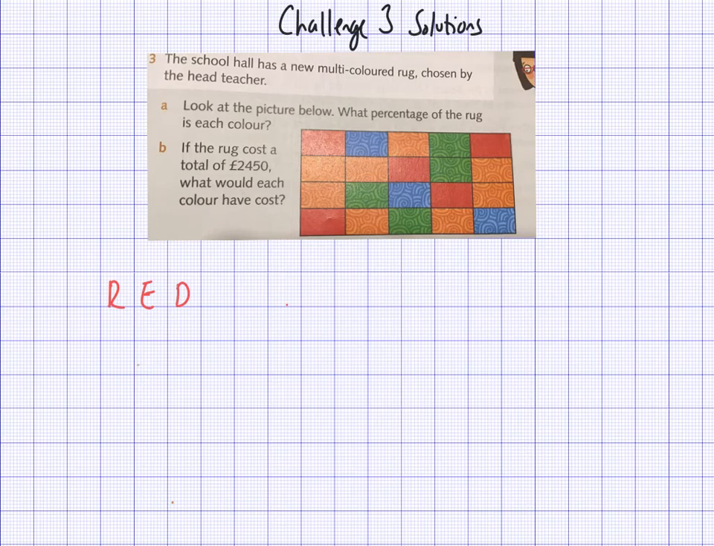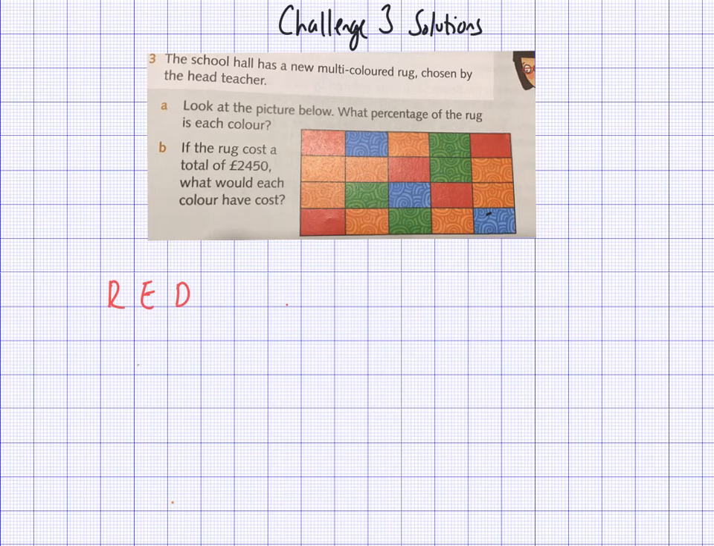For question 3A, what percentage of the rug is each colour? Well, let's see how many squares or how many panels are in the rug. So there's 1, 2, 3, 4, 5 across the top, and 1, 2, 3, 4 down the side. 5 times 4 is 20. So I know there's 20 panels in the rug.